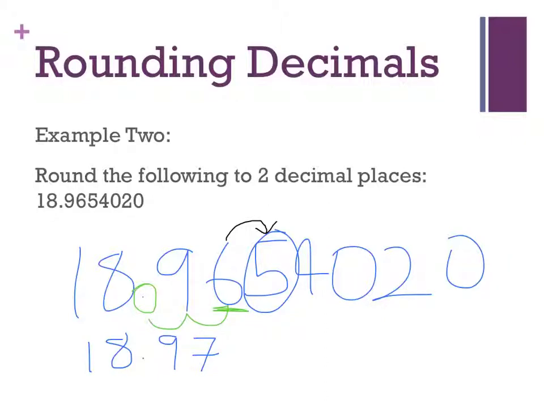If it is greater than 5, I round up. If it's greater than or equal to 5, I round up. If it's less than 5, it stays the same. Okay, and that's it, guys. That's rounding. That's as tricky as it is.